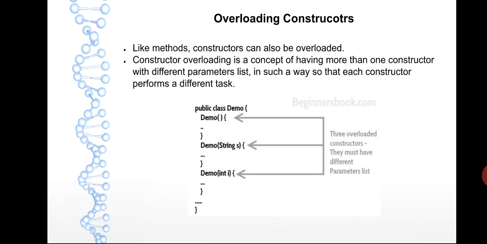Like methods, constructors can also be overloaded. Constructor overloading is the concept of having more than one constructor with a different parameter list in such a way that each constructor performs a different task. The concept remains the same. You are not changing anything, but here you are not using a method, you are just using the constructor. You can see that image.